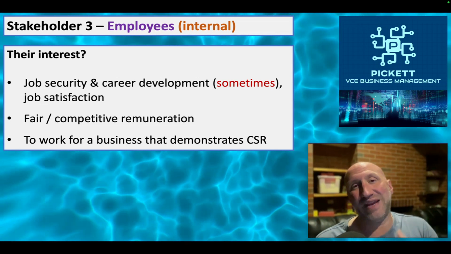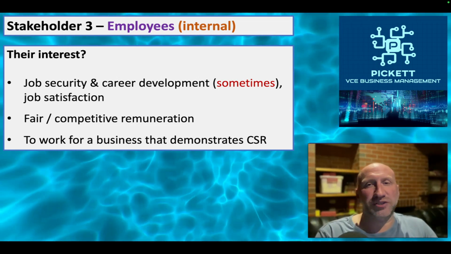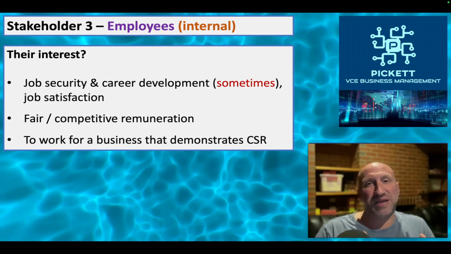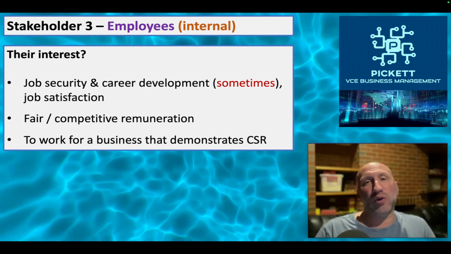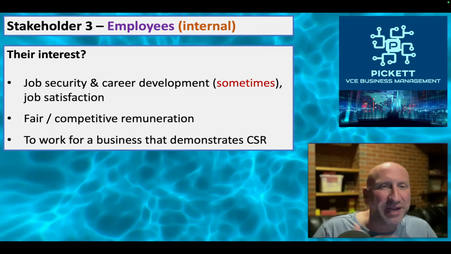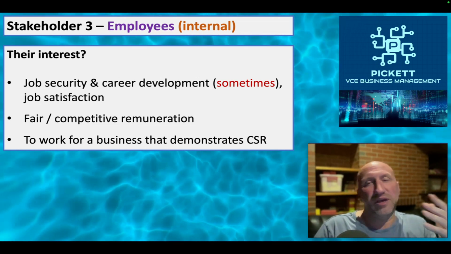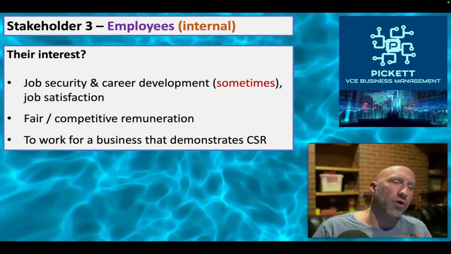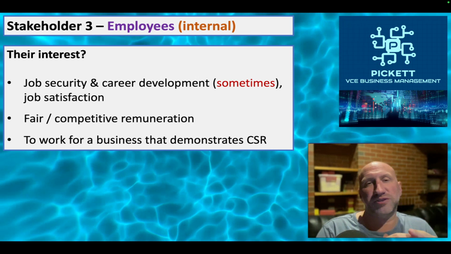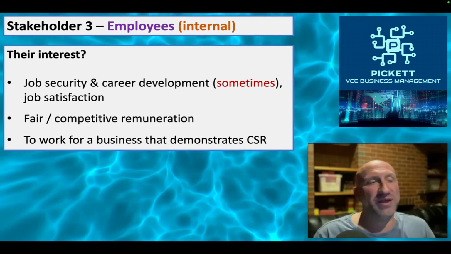Now employees, again, internal. Now, realistically, we just looked at managers. Now, managers are also employees. Like, managers are a particular subset of employees. They're the employees that tend to have responsibility positions within a business, managing the business, managing the people. But essentially, they are also employees. So the list of the interests that employees and managers have of a business, there's definitely going to be crossover because they're essentially the same thing, just a different type of that same thing.